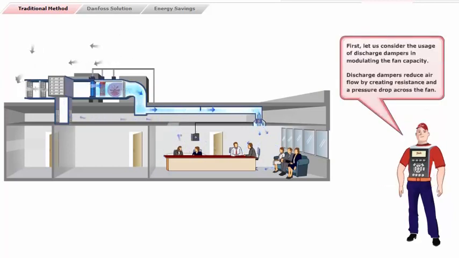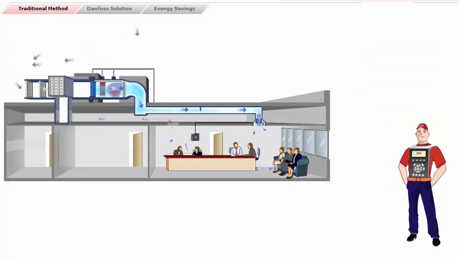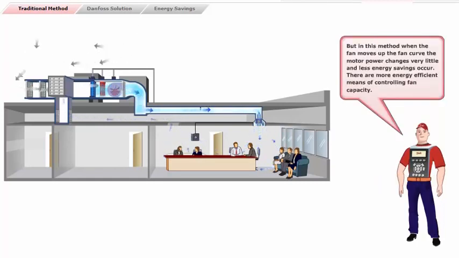First, let us consider the usage of discharge dampers in modulating the fan capacity. Discharge dampers reduce airflow by creating resistance and a pressure drop across the fan. But in this method, when the fan moves up the fan curve, the motor power changes very little, and less energy savings occur. There are more energy-efficient means of controlling fan capacity.